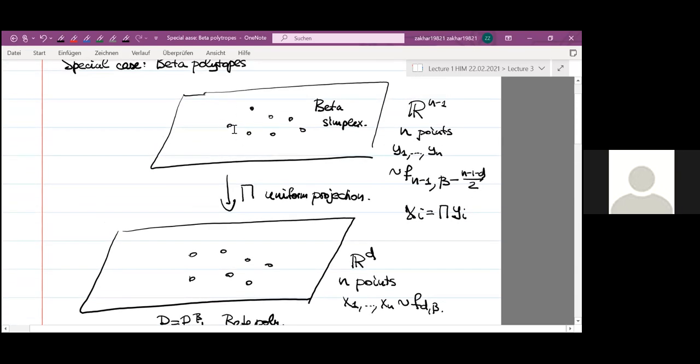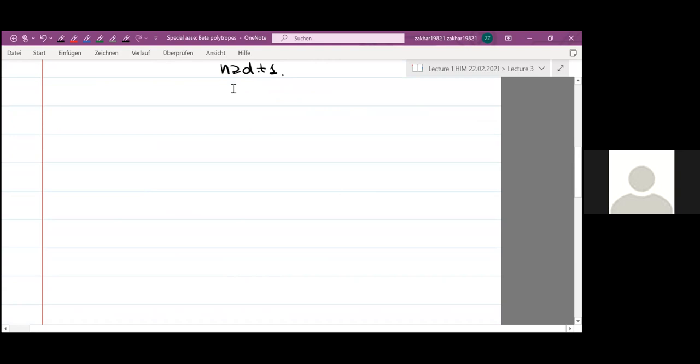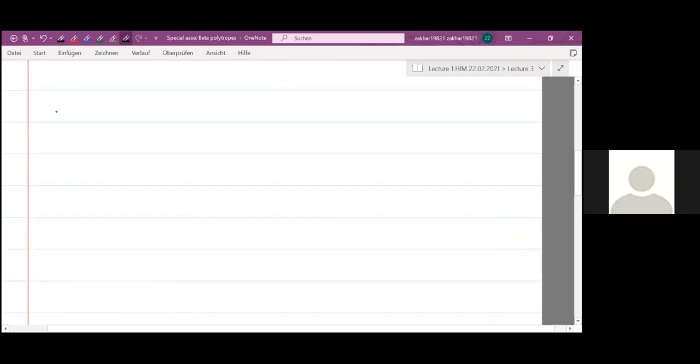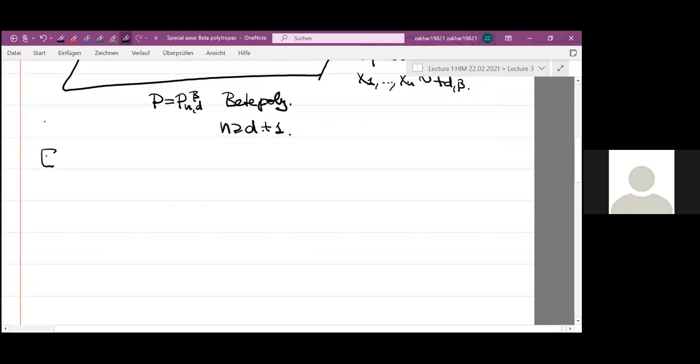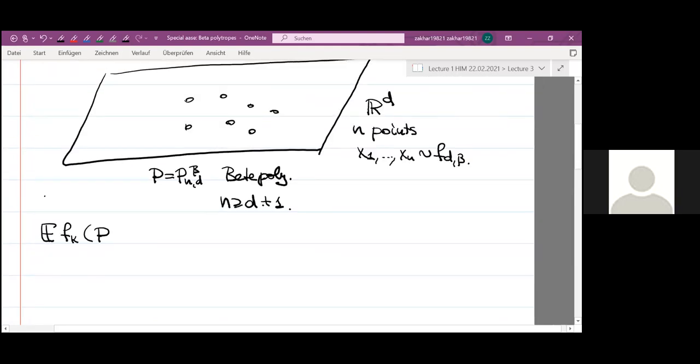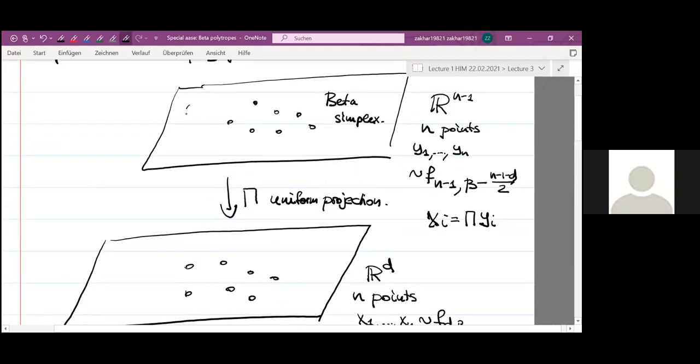Now let us compute the number of faces of this beta polytope. Now it is a projection, and that's why we can apply the formula of Affentranger-Schneider. So we want to compute the number of faces of the polytope P. P is the projection, and let me call this polytope in the high dimensional space Q. So it's Q.